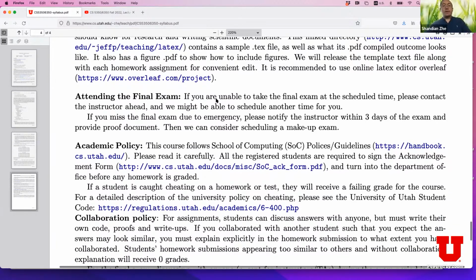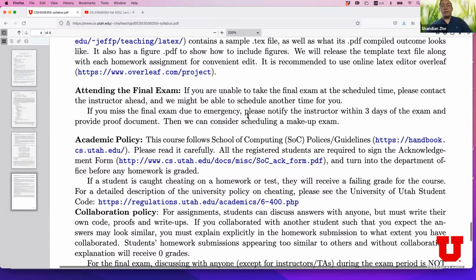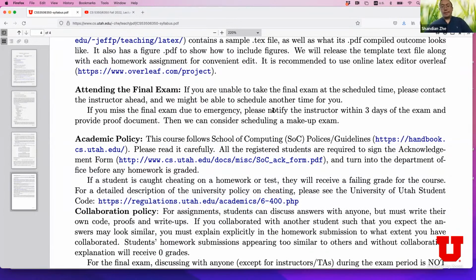And attending the final exam, here is just some policy. If you're unable to take the final exam at the scheduled time because of an emergency or something like that, please contact the instructor, and we might be able to schedule another time for you. If you miss the final exam due to issues like 911 or emergency illness, please notify us within 3 days of the exam and provide some kind of document. We need to collect documents just for fairness, we want to be fair to all the students, right? It's not that we distrust you or anything like that. We just want to be fair.